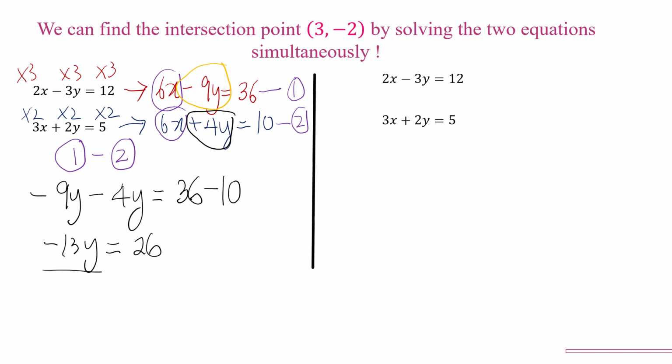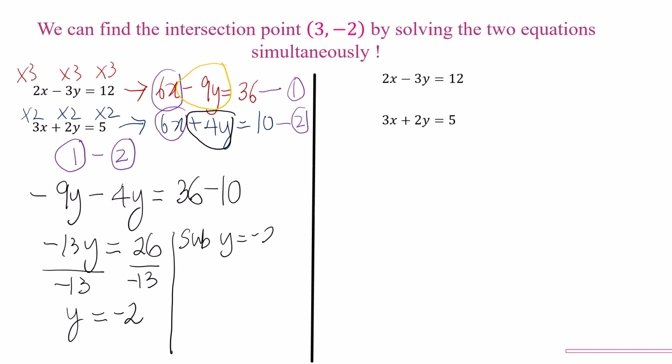I'm going to divide both sides by negative 13, and you'll see that y is equal to negative 2. Now, after finding y equals negative 2, we need to substitute this into the original equation, which is 2x minus 3y equals 12. Why do I want to do that? So that I can find the value of my x coordinate.